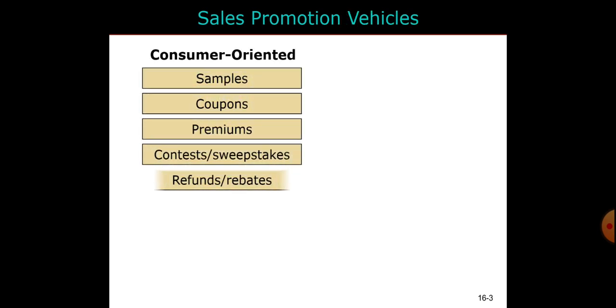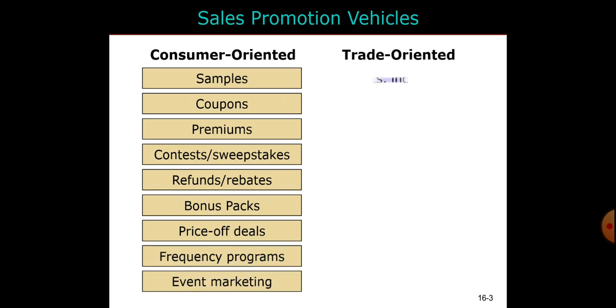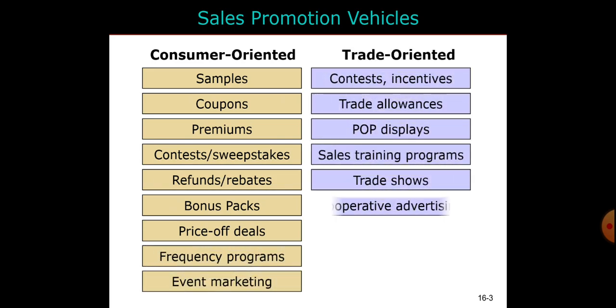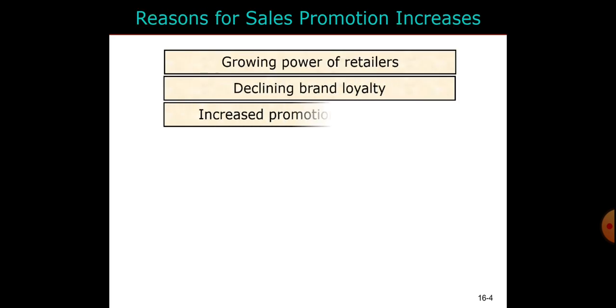Okay, what are the different types of sales promotion vehicles? There are two types. One is consumer oriented and the other is trade oriented sales promotion vehicles. What are the consumer oriented sales promotion vehicles? Samples, free samples, coupons, premiums, contests, refunds, bonus, price of deals, frequency programs, and event marketing. And what are the different types of trade oriented sales promotion vehicles? These are listed here. We will try to understand what we mean by these in the slides to come.